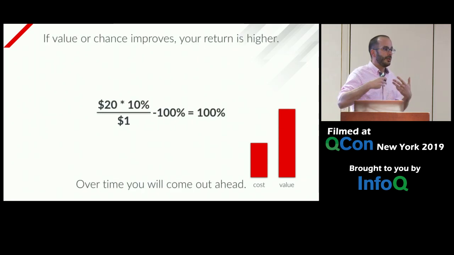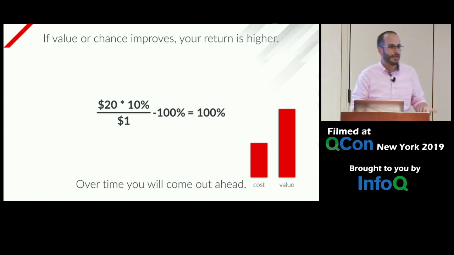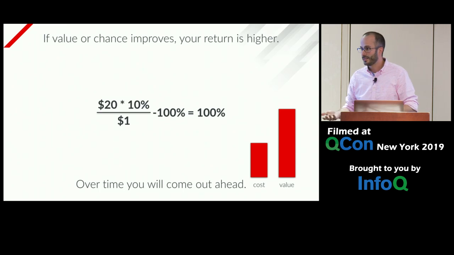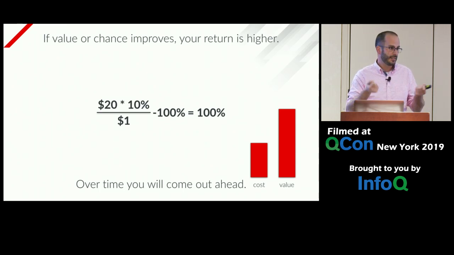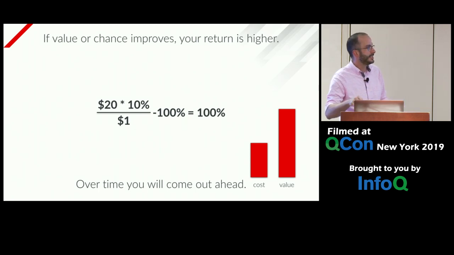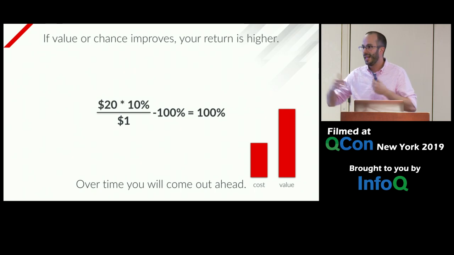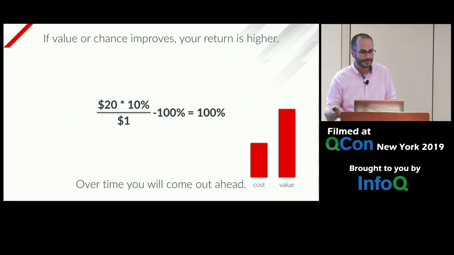But now if the value increases, the output changes. So if the value increases to $20, your rate of return over time is 100%. This is a good place to be. When you find these particular scenarios, you want to keep playing over and over and over again, because you will end up being very, very rich in pink gorillas or money, whatever your form of currency is.